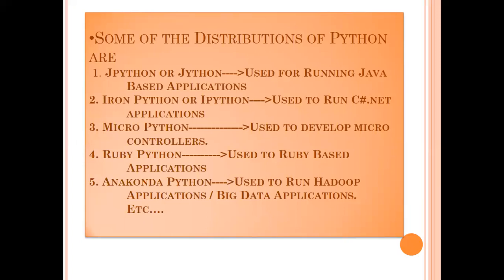MicroPython is used to develop microcontrollers. RubyPython is used for running Ruby-based applications. Anaconda Python is used to run Hadoop applications. What are Hadoop applications? That means big data applications. So we have such big distributions of Python. I'm mentioning some of them.